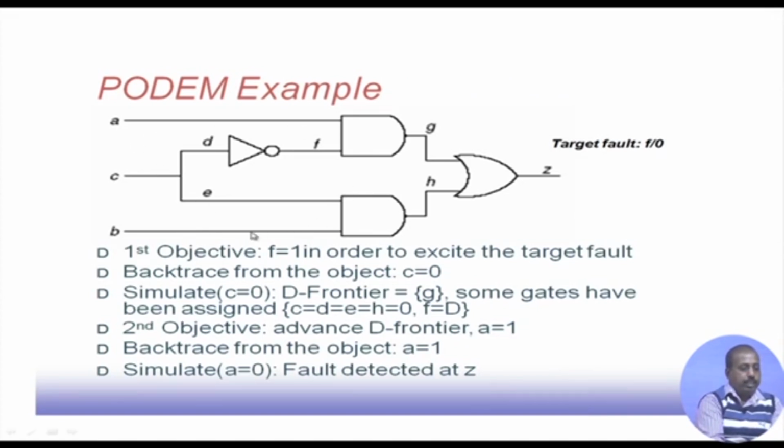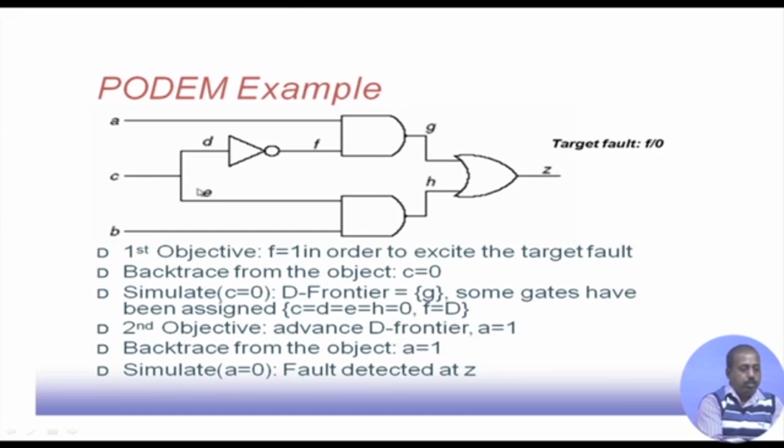So this is an example. Here the targeted fault is f stuck at 0. For f stuck at 0, the first objective is f equal to 1, because to excite the target fault we need to first generate this particular target, that f equal to 1. Now for f equal to 1, we need to backtrace from the objective c equal to 0. So we simulate c equal to 0.